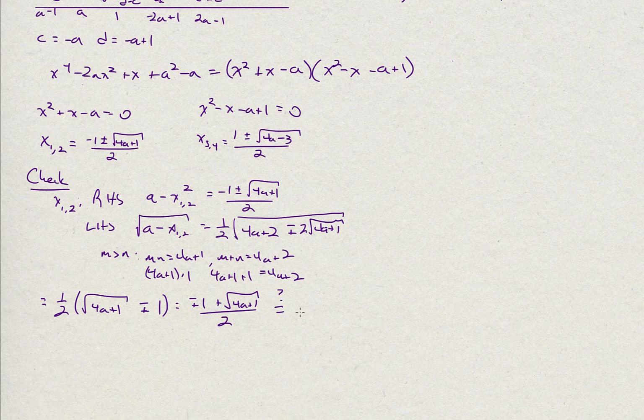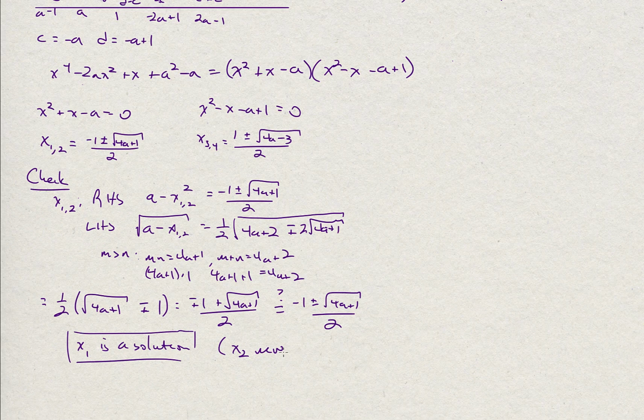And we've got to see, does that equal the right-hand side? The right-hand side is negative 1 plus or minus the square root of 4a plus 1 over 2. It's only equal when our 1 here is negative, from plugging in x1. And the square root of 4a plus 1 has to be positive, so that's from plugging in x1 as well. So we see that no matter what, x1 is a solution, and x2 never is.